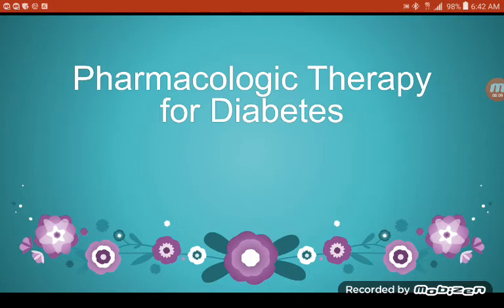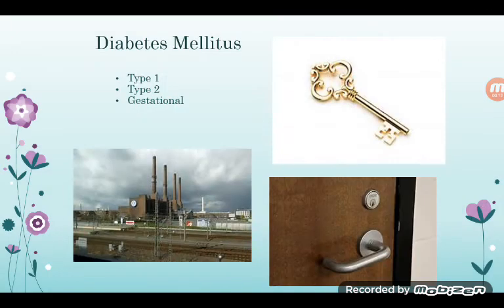Pharmacologic therapy for diabetes. We talk about three types of diabetes: type 1, type 2, and gestational. So diabetes is a chronic disease of deficient glucose metabolism. Insufficient insulin secretion occurs from beta cells in some instances, and there is impaired insulin use in other instances. Major symptoms include polyuria, polydipsia, and polyphagia, meaning a lot of urine, a lot of drinking of fluid, and a lot of eating.